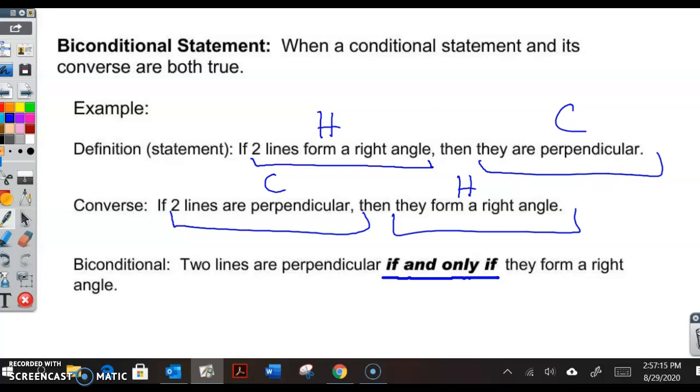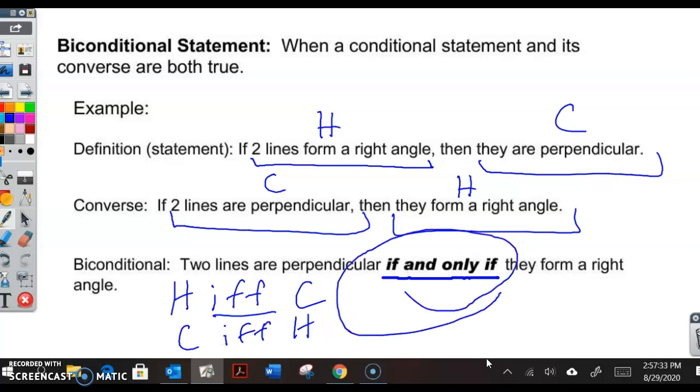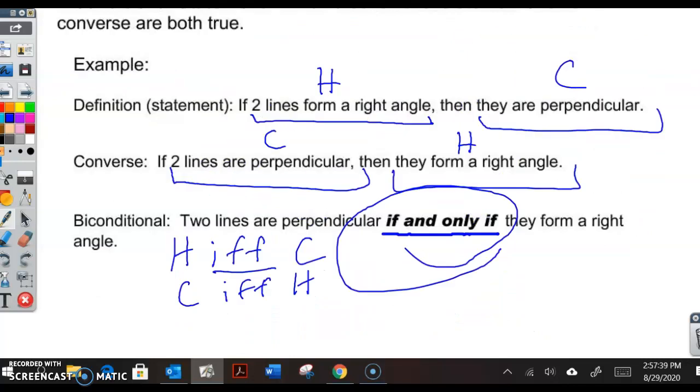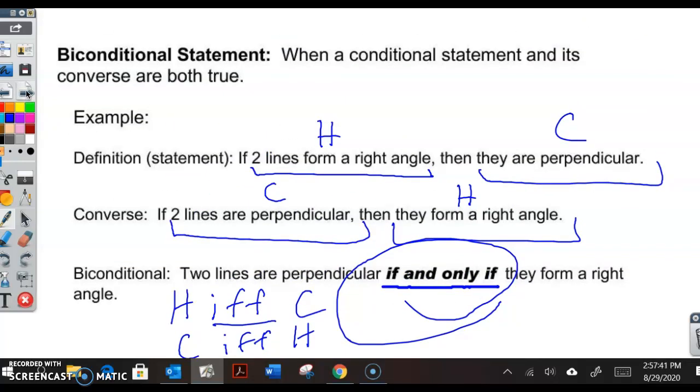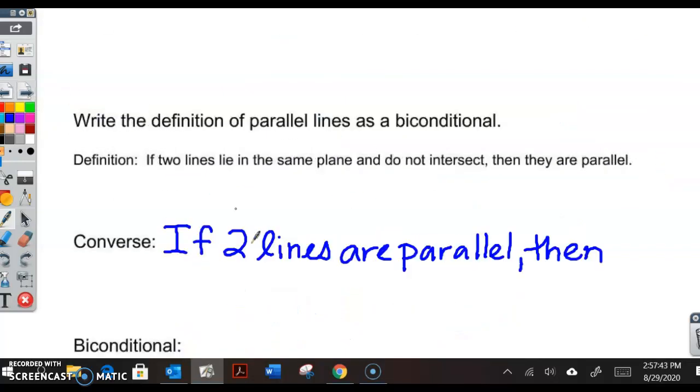So what we can do is write the hypothesis, then if and only if, which is a shortcut for writing both statements, then the conclusion. Or you can write the conclusion if and only if the hypothesis. If you write if and only if, that tells you it doesn't matter which one you put first, hypothesis or conclusion. Either way, it's going to be a true statement. I think we have an example I'd like for you to try on the next page.